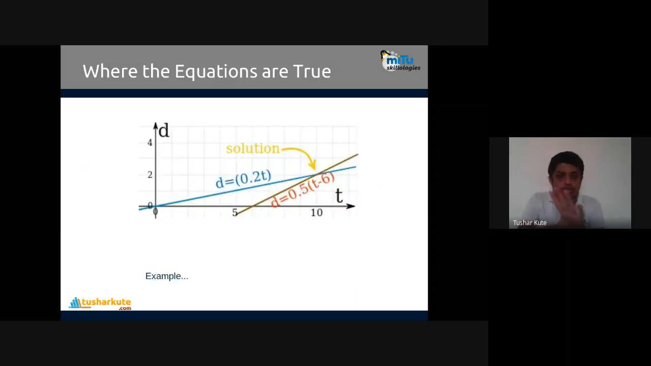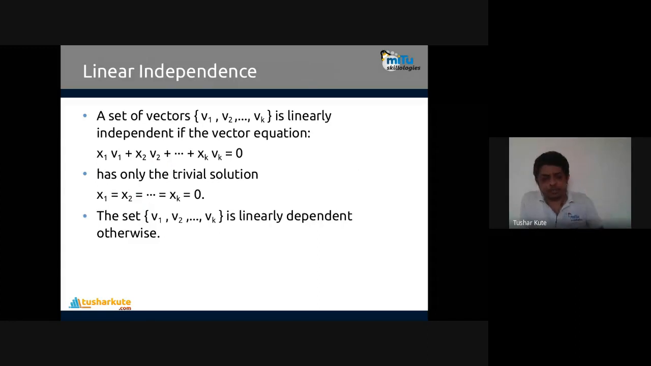Remember that. Okay, this is how the equations are identified. Now we have talked about this already, but let's talk about it mathematically. What is linear independence? A set of vectors v1, v2 till vk is linearly independent if the vector equation x1v1 + x2v2 + ... + xkvk = 0 has only the trivial solution, that is, x1 = x2 = ... = xk = 0. Otherwise, the set of vectors is linearly dependent. So mathematically they are shown.